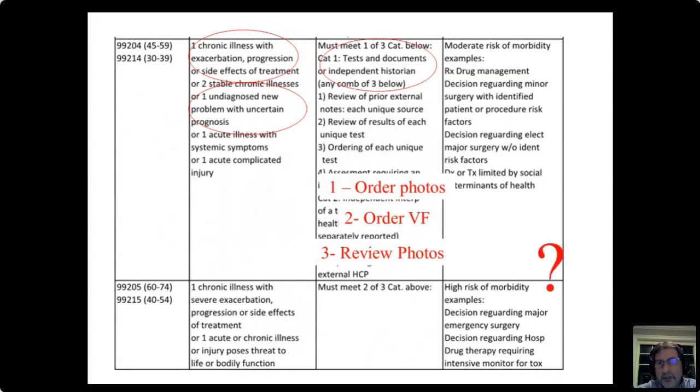Because where it becomes a little dicey is in this moderate risk of morbidity. It doesn't fit their perfect examples of drug management, decision regarding minor surgery, decision regarding surgery. But I still think I would call this a moderate risk because when you throw that hemorrhage in there with optic nerve drusen, the outcome's a little more questionable. So I think you could also say you're at this level for the moderate risk. But the good news is because we only need 2 of 3, we were able to hit it with the testing levels, and we're good with that.